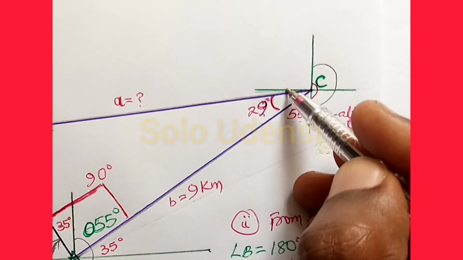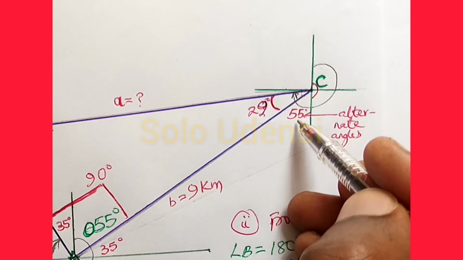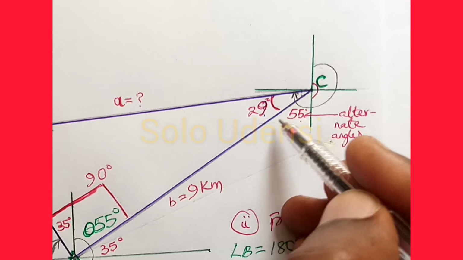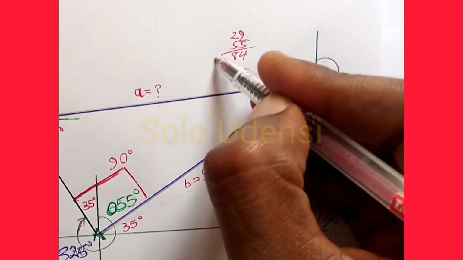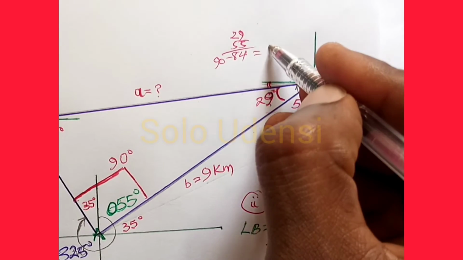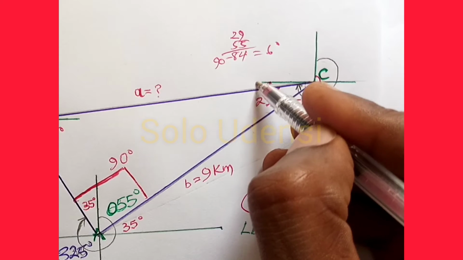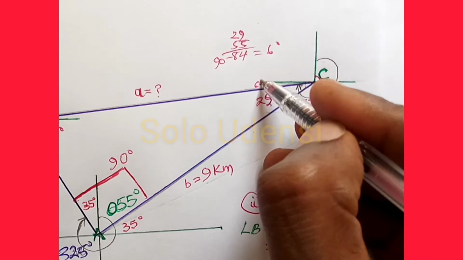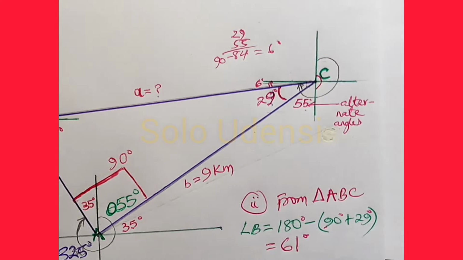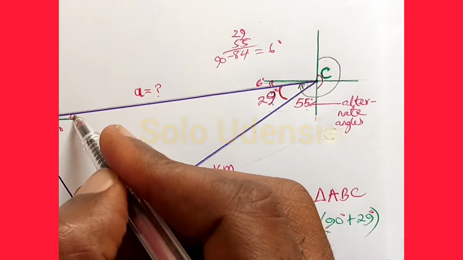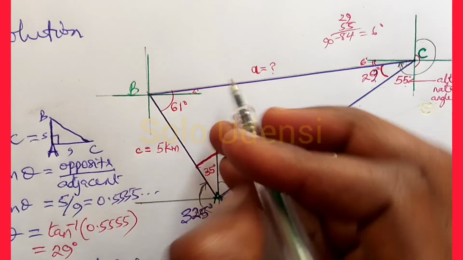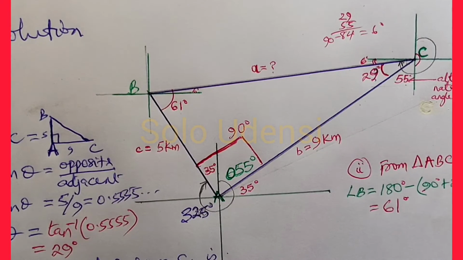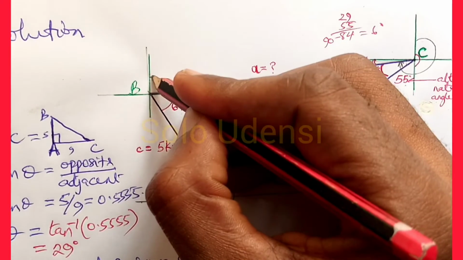From this angle to this angle is 90 degrees. So 55 plus 29 is 84. 90 minus 84 is equal to 6 degrees. So here is 6 degrees. Alternate angle. The bearing of A from B is here.